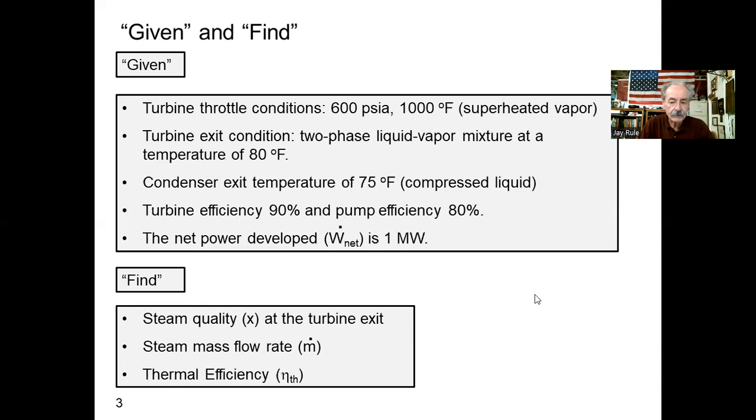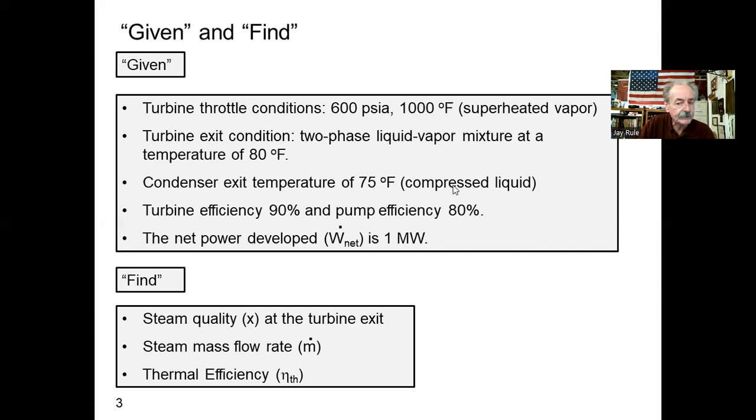All right. I think this is such a complex problem, it probably makes sense to write down what's given. What's the given information in the problem statement, and what do we need to find? Okay, givens. Turbine throttle conditions, that's the inlet to the turbine, 600 psi and 1000 F. That's going to be superheated vapor. Turbine exit condition is given as a two-phase liquid vapor mixture. That means find x, okay? And it gives you the temperature of the two-phase mixture. That's going to be a key thing to know. It also tells you that the condenser exit temperature is 75 degrees F.